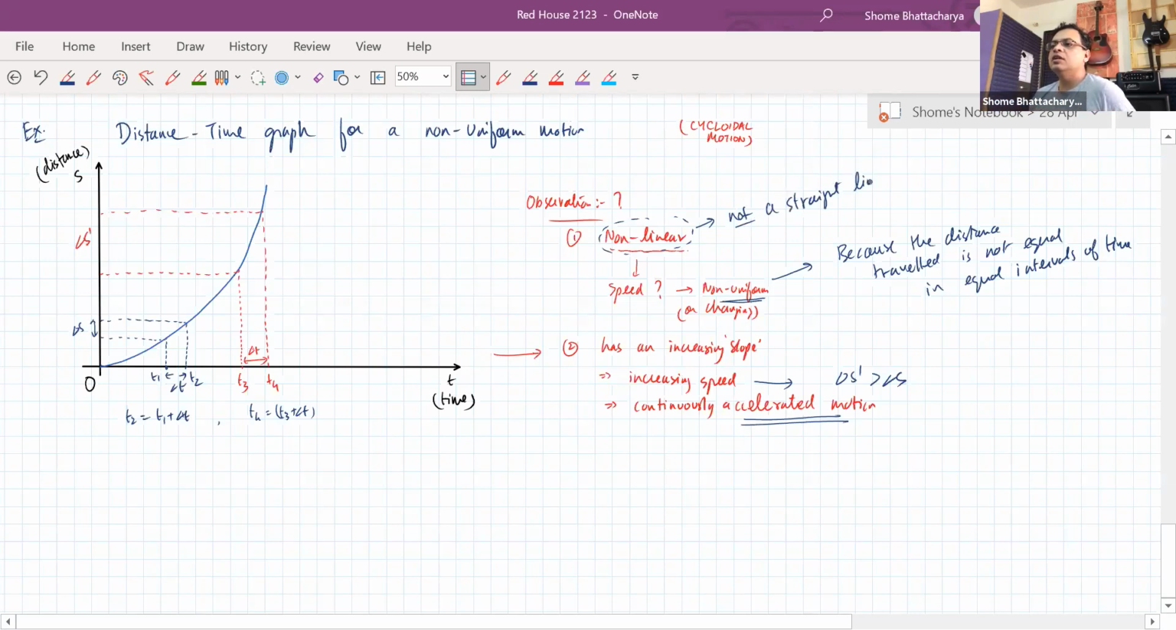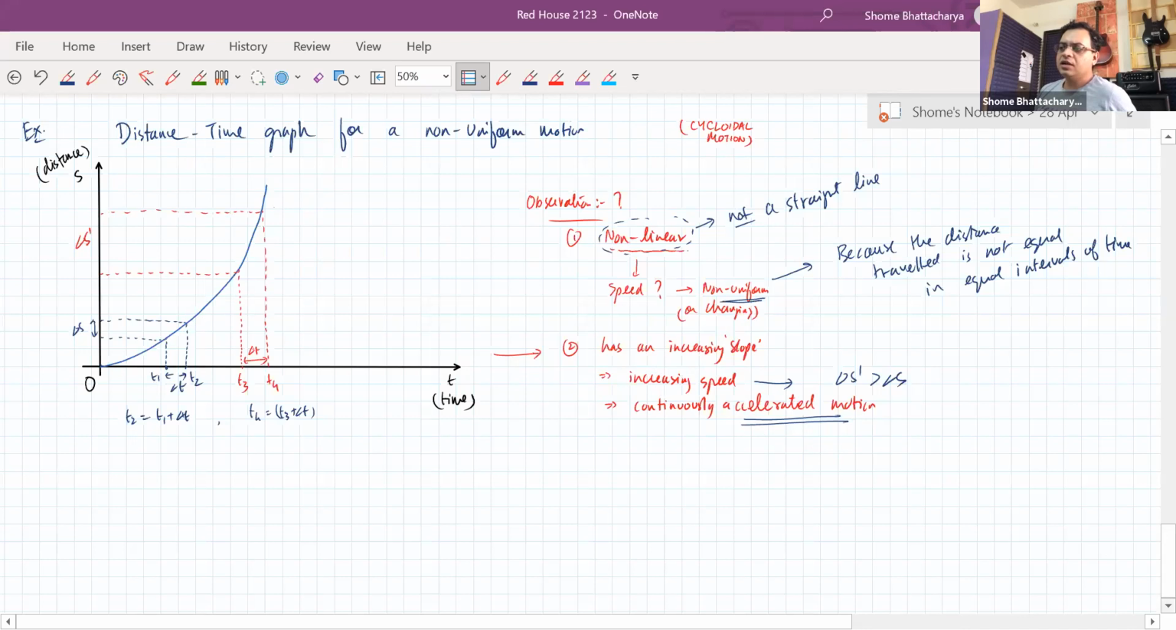The moment I know that the graph is not a straight line, I know that the motion is not uniform, it is non-uniform, because it no longer has the property that if I calculate distance for delta t at different points of time, with delta t the same, the distances are the same. So a non-linear curve corresponds to non-uniform motion, which corresponds to the situation where the speed is not remaining constant. In this case, the shape of the graph is such that the speed is increasing. So we say it is an accelerated motion.